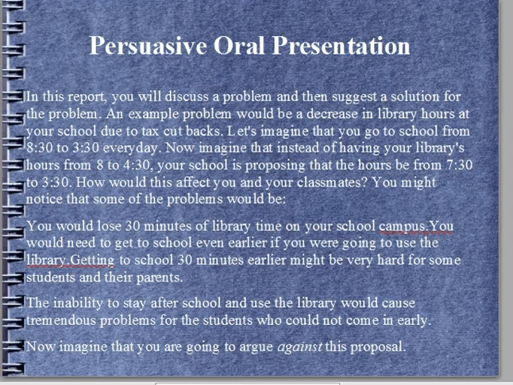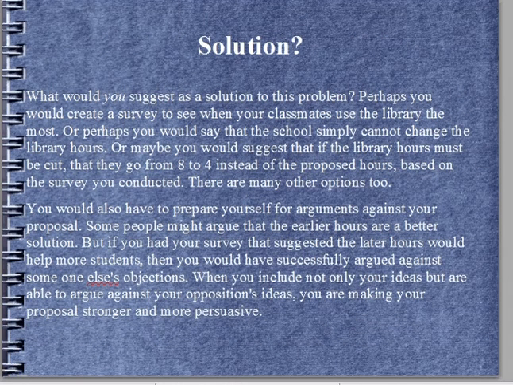So the next part of the assignment is solution. What would you suggest as a solution to this problem? Now going back to the example of the library hours being cut back, perhaps you would create a survey to see when your classmates use the library the most. Or perhaps you would say that the school simply cannot change the library hours. Or maybe you would suggest that if the library hours must be cut, that they go from 8 to 4 instead of the proposed hours based on the survey you conducted. There are many other options too.